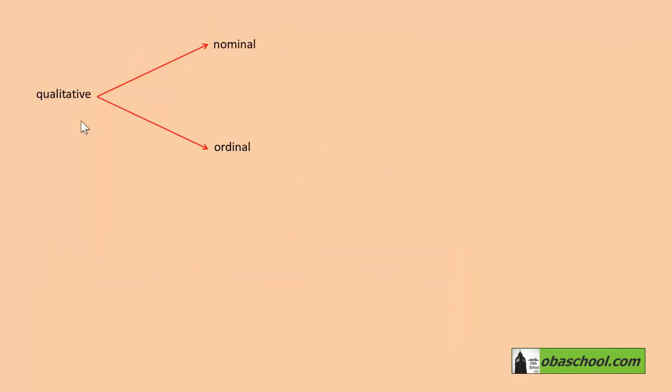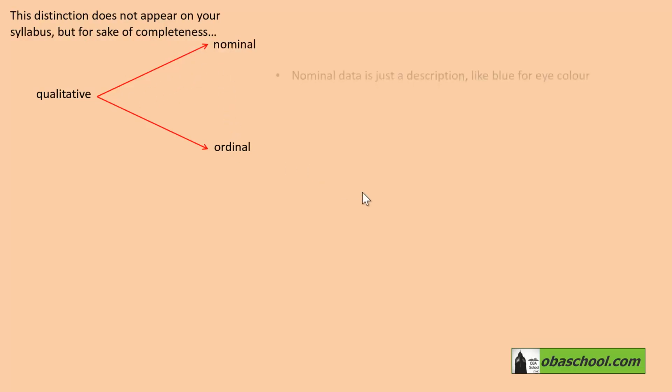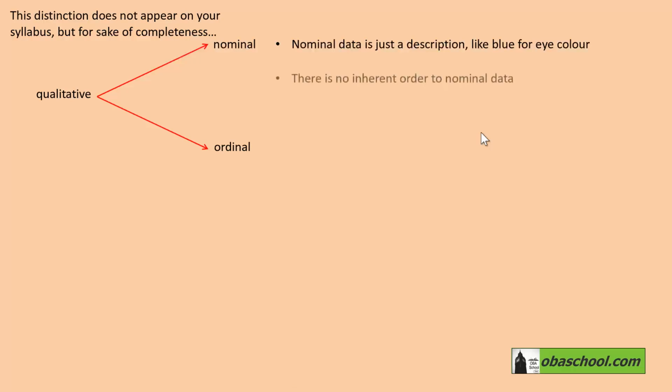Now let's look at qualitative data. This distinction does not appear on your syllabus, but for sake of completeness, qualitative data splits into nominal and ordinal. Nominal data is just a description, like blue for eye color. There is no inherent order to nominal data.